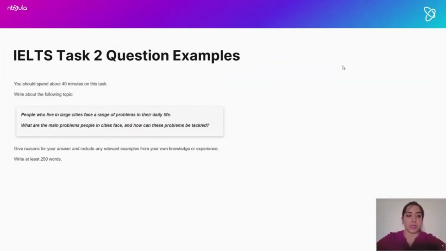Okay, so here the question is: people who live in large cities face a range of problems in their daily life. What are the main problems in cities faced, and how can these problems be tackled? So part one of the question is, what are the main problems people face in those cities, and the second part is, how can these problems be tackled? What happens is we might just see the first part of the question, or we might see the second part, and we might forget, or we know that it's there, but we haven't included it in our answer.